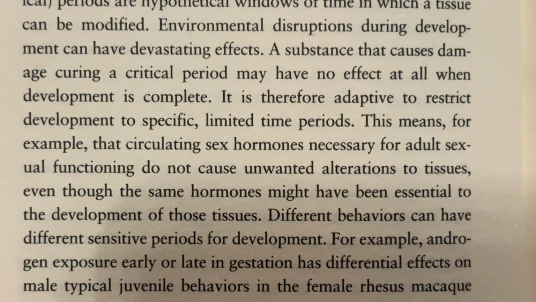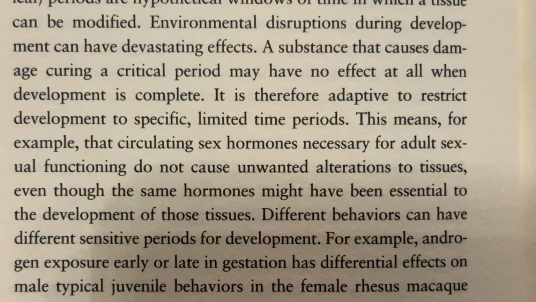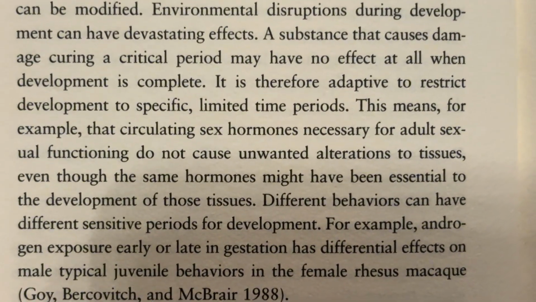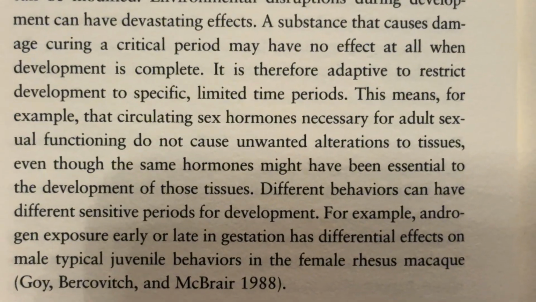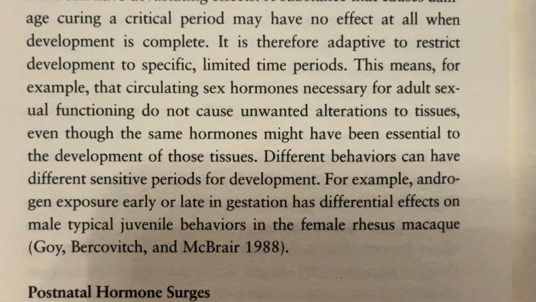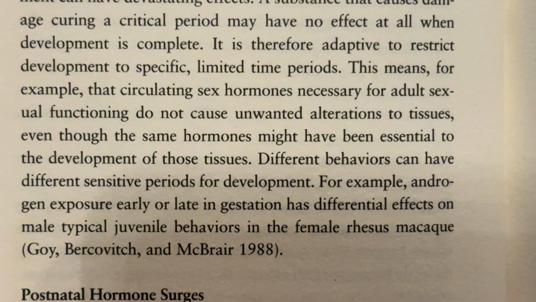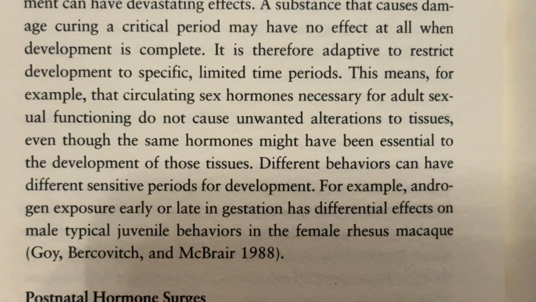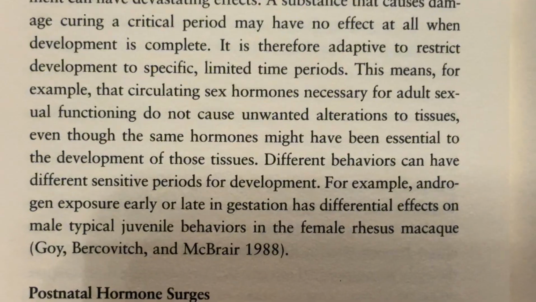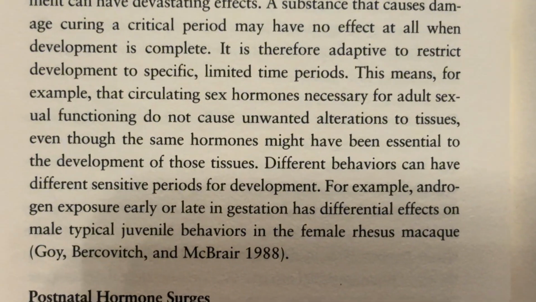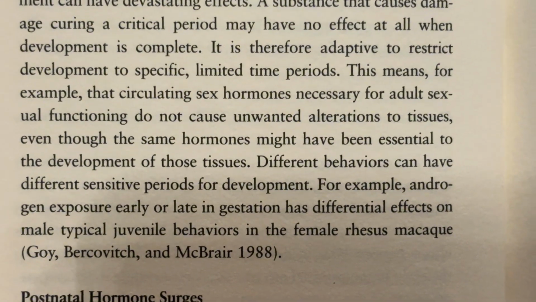It is therefore adaptive to restrict development to specific limited time periods. This means, for example, that circulating sex hormones necessary for adult sexual functioning do not cause unwanted alterations to tissues, even though the same hormones might have been essential to development of those tissues. Different behaviors can have different sensitive periods for development. For example, androgen exposure early or late in gestation has differential effects on male typical juvenile behaviors in the female rhesus macaque.